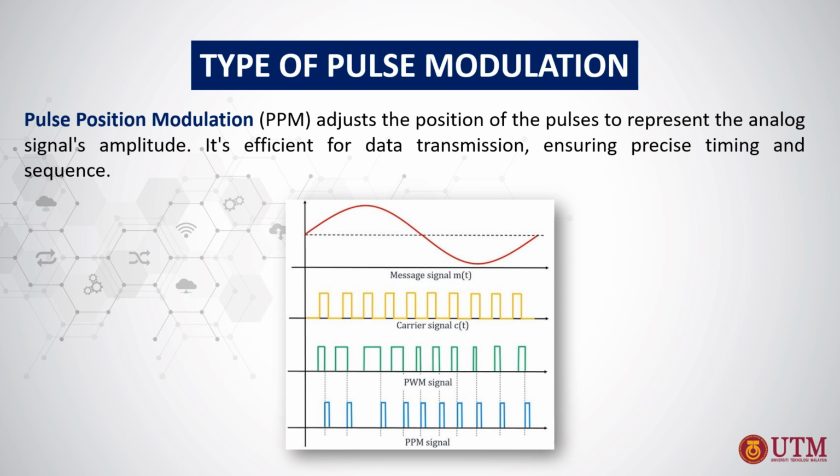Pulse position modulation is particularly advantageous in optical communication systems, where it offers improved noise immunity and bandwidth efficiency. By ensuring that the sequence and timing of pulses are accurately maintained, PPM allows for reliable and accurate data transfer, making it a valuable technique in various high-speed communication applications.